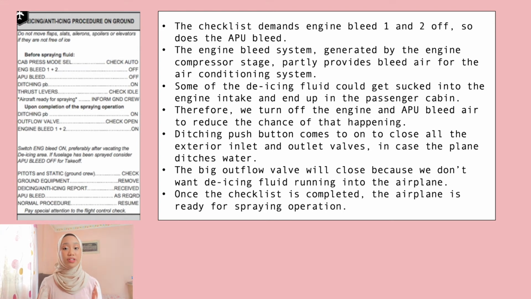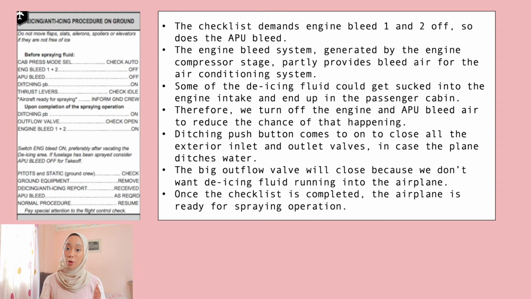Some of the de-icing fluid, which is primarily propylene glycol-based fluid and is toxic, could get sucked into the engine intake and end up in the passenger cabin. Therefore, we need to turn off the engine and APU bleed to reduce the chance of that happening. The ditching push button comes on to close all the exterior inlets and also the outside valves in case the plane ditches in water. So to say, it is sealing the aircraft. The big outflow valve will be closed because we don't want any of the de-icing fluid running into the airplane.